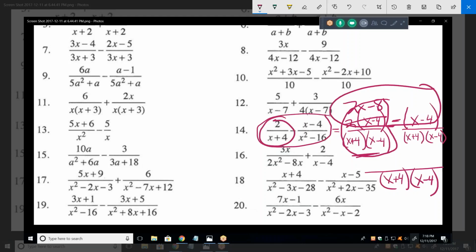So then it's x plus or minus 4. Now what can I do? You can cancel x minus 4, so then it's just 1 over x plus 4. Perfect.